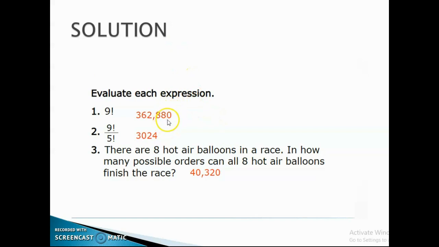9 factorial is equal to 362880. 9 factorial over 5 factorial is equal to 3024. And for 8 hot air balloons in a race, there are 8 factorial possible ways, which is equal to 40320.